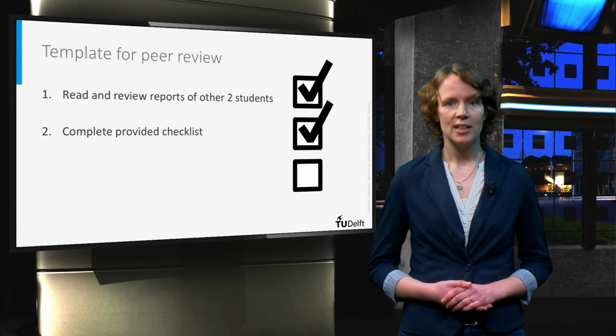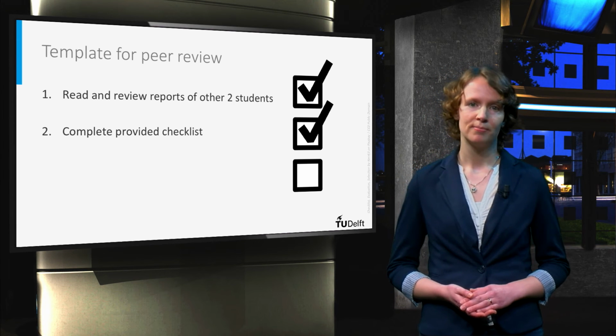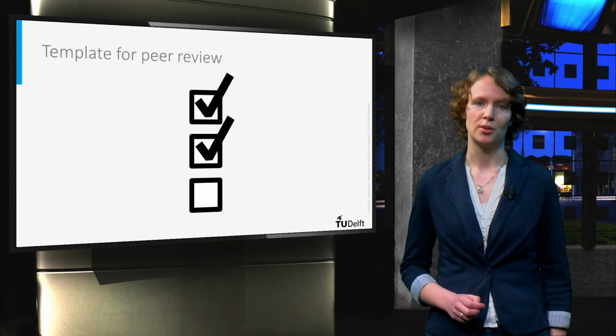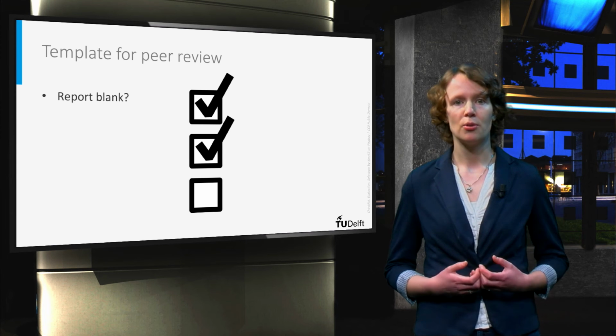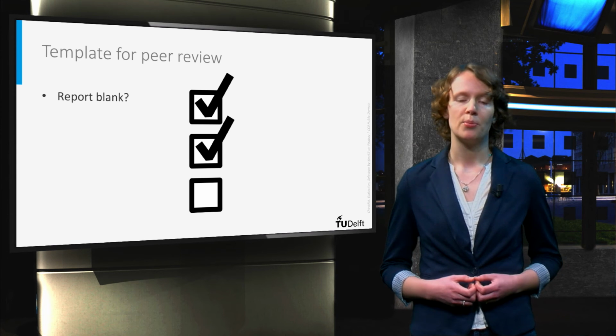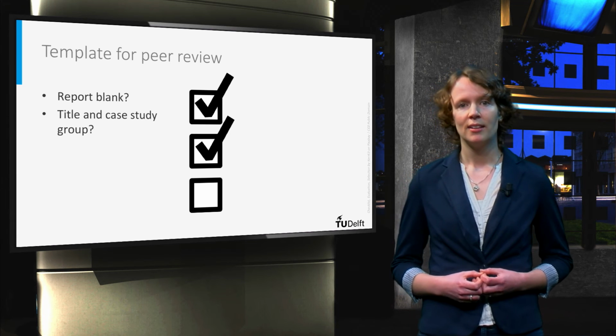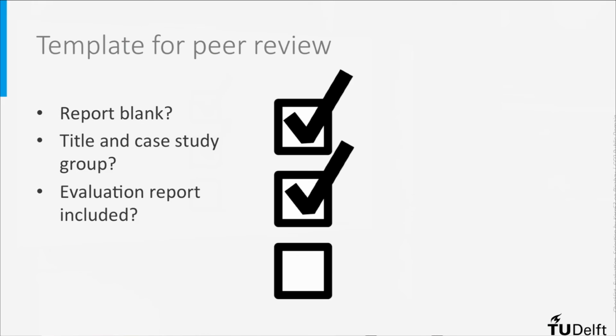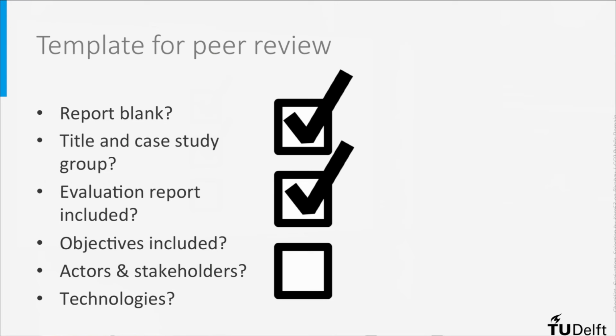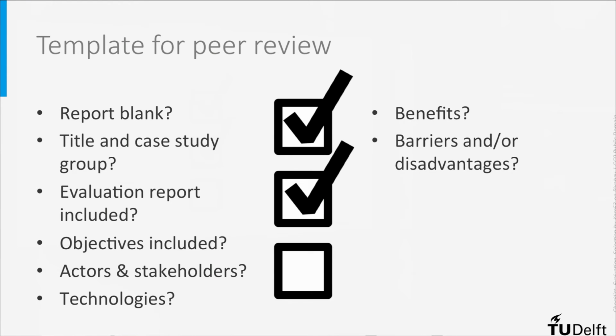Complete the provided checklist that includes the following questions. Is the report that your fellow students submitted blank? Are the title of the evaluated case and the case study group it belongs to shown on top of the report of your fellow student? Does the report include a critical evaluation of an open government case? Does the report list the objective, main actors and stakeholders and the technologies used in the case? Does the report list the benefits, barriers and/or disadvantages and critical success factors of the case?